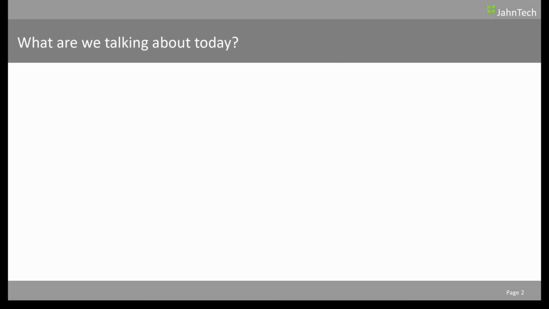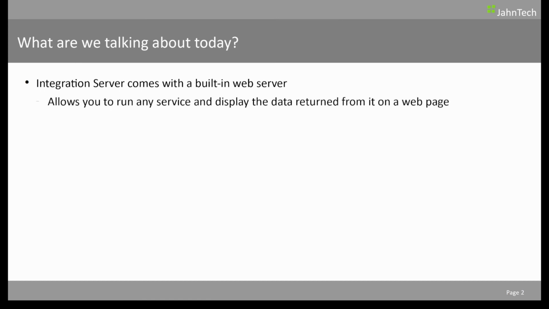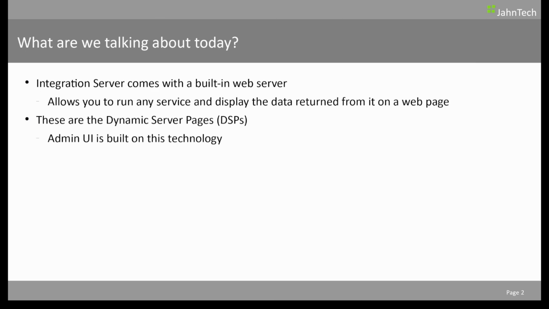webMethods Integration Server comes with a built-in web server that allows you to run any service and display the data returned from that service on a web page. These are called dynamic server pages, or DSPs for short. And you have all seen them when using the admin UI. But you can also run your own custom pages. In essence, they are an extension to HTML with additional tags to invoke services, create part of the page based on conditions, and display values returned from the service.